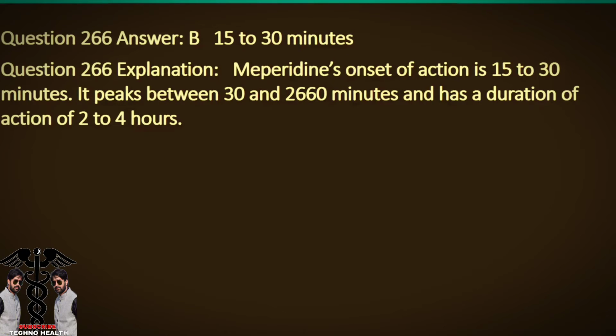Question 266. Answer: B. 15 to 30 minutes. Question 266. Explanation: Meperidine's onset of action is 15 to 30 minutes. It peaks between 30 and 60 minutes and has a duration of action of 2 to 4 hours.